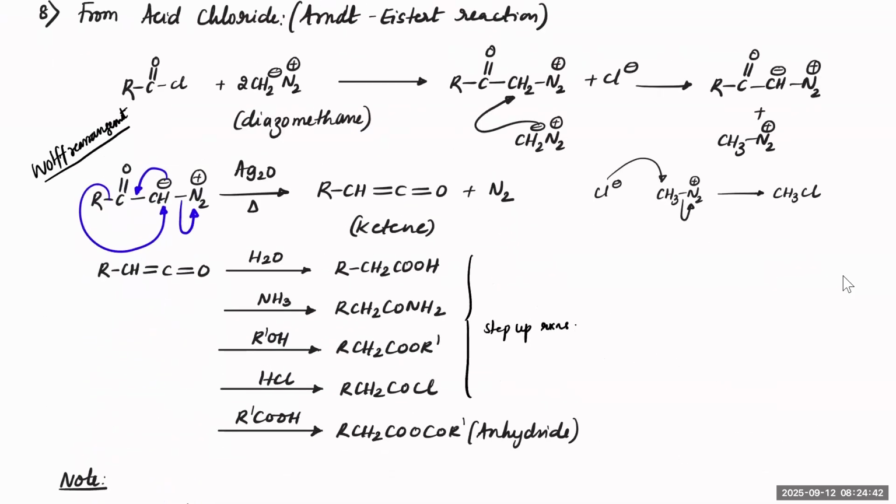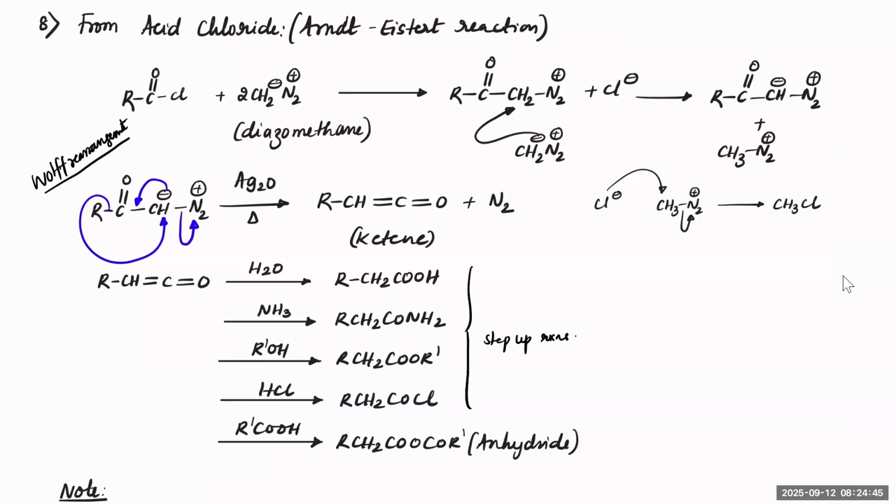Next comes, if I have acid chlorides, the Arndt-Eistert reaction. How does it take place? If I have an acid chloride reacting with diazomethane, CH2 minus and N2 plus, then this CH2 minus will attack, Cl minus will leave, leading to this part. Now, this CH2 minus is surrounded by two strongly withdrawing groups. N2 plus is a strongly withdrawing group. C double bond O is also strongly withdrawing.